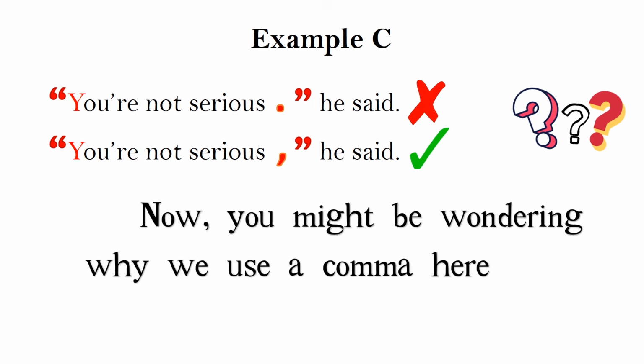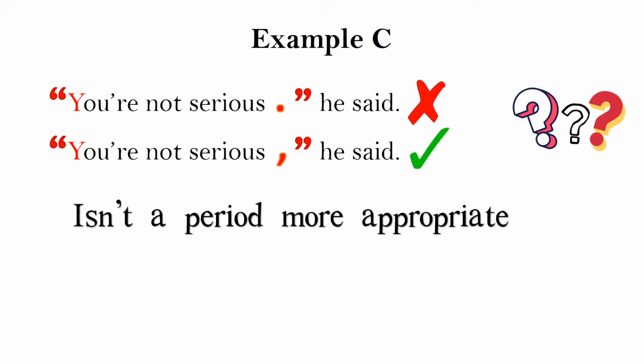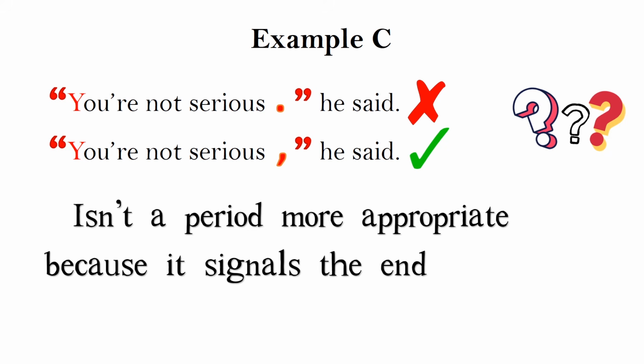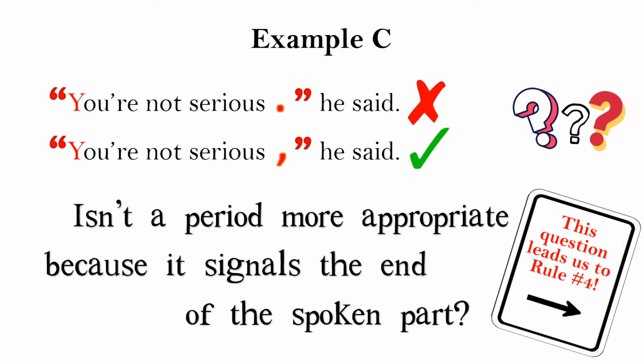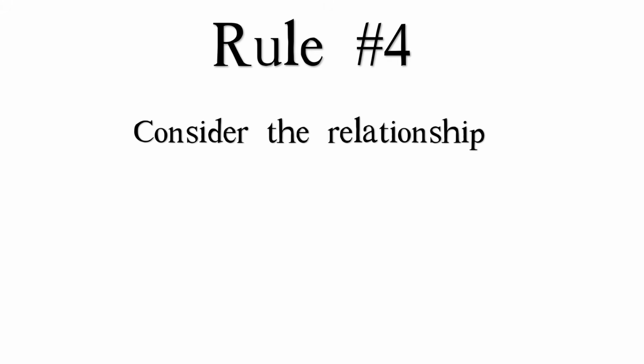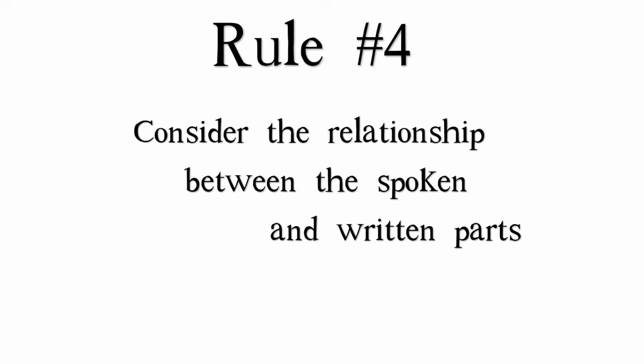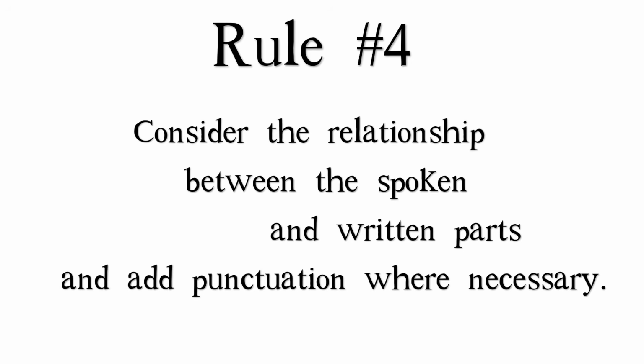Now, you might be wondering why we use a comma here instead of a period. Isn't a period more appropriate because it signals the end of the spoken part? This question leads us to rule number 4. Consider the relationship between the spoken and written parts and add punctuation where necessary.